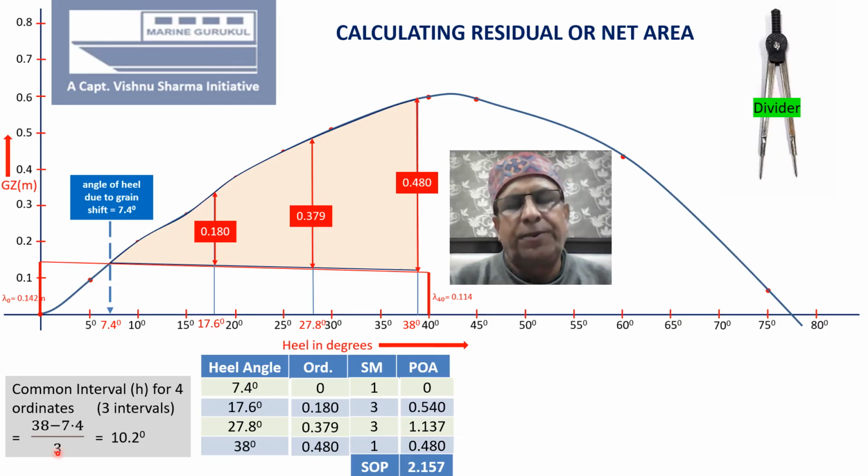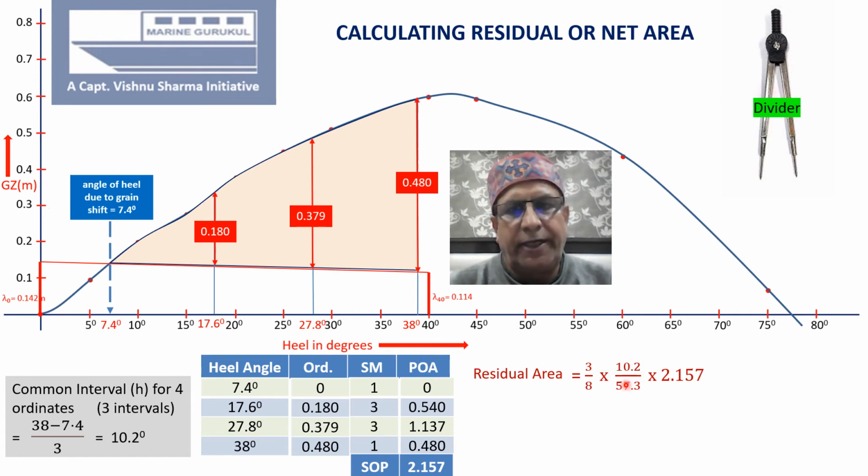Once we have SOP area, now we calculate this area. Coefficient is 3 by 8, and common interval is 10.2 degrees, which can be converted to radians by dividing by 57.3 degrees. So the residual area is 3 by 8, the coefficient for rule 2, times 10.2 divided by 57.3, which is the common interval in radians, times the SOP area. This will give us the area in meter radians.